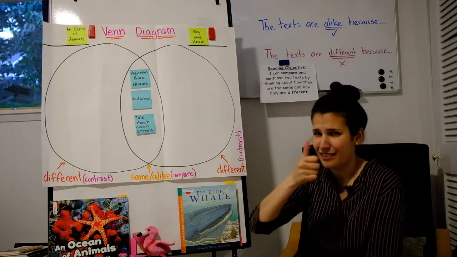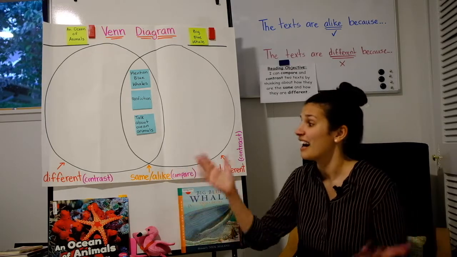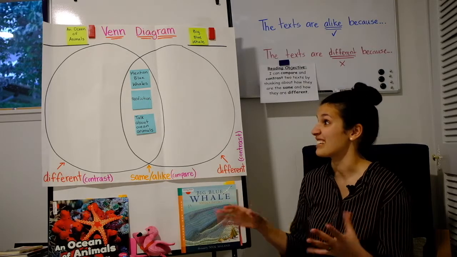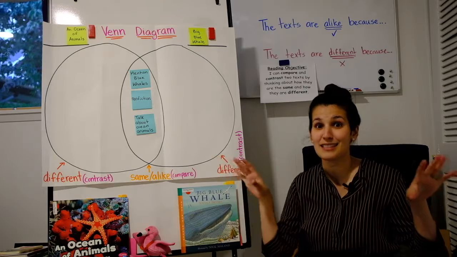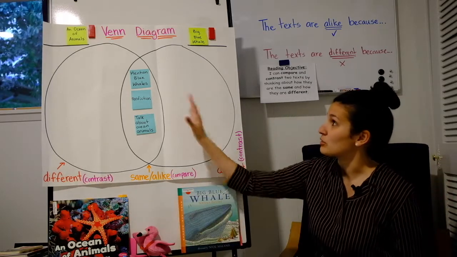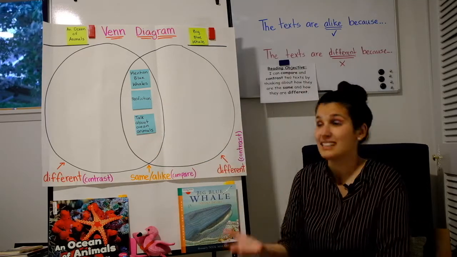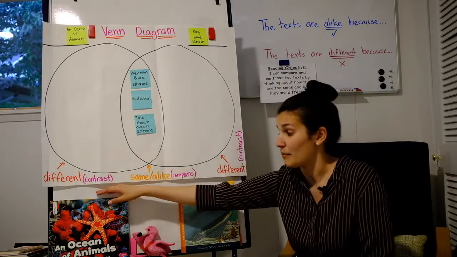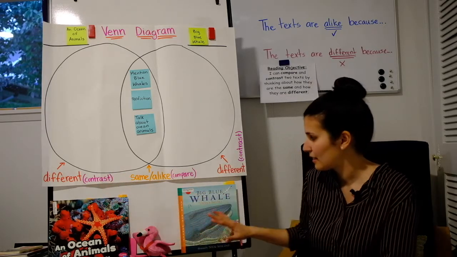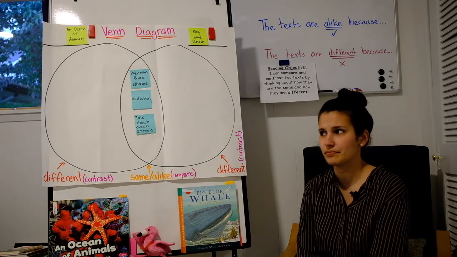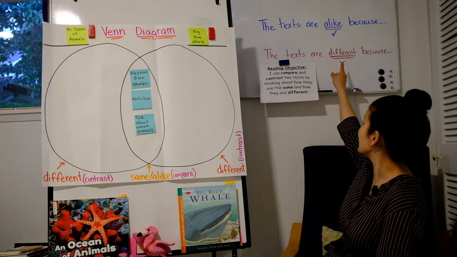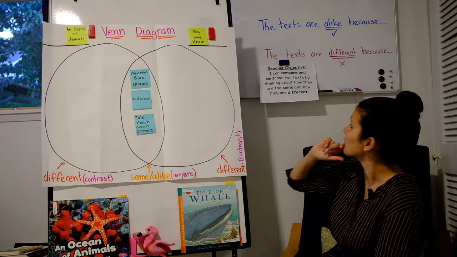Okay, you guys have done a great job. You've thought about how these texts are alike or how we can compare them. Now it is time to think about how they're different. We're going to contrast these two texts. So when I'm contrasting my two texts, I can think about one book at a time. So we can start by thinking about An Ocean of Animals. How was this book different than Big Blue Whale? You can use this thinking and talking stem. The texts are different because... You try it.